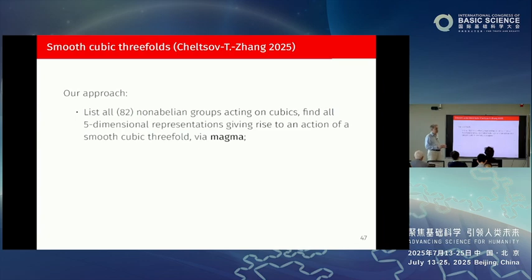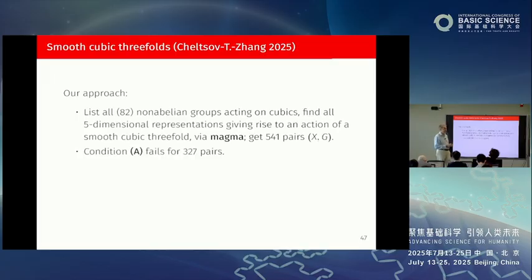So what do we do? We look at non-abelian groups acting on cubics, because abelian groups by condition A will have fixed points, and if you have a fixed point, then it's unirational. So then you look at 5-dimensional representations that will give rise to an action of those groups on cubic threefolds. Of course, you get a list. So we get 541 pairs, cubic, G action, and so on.